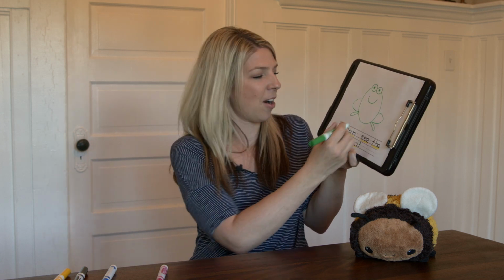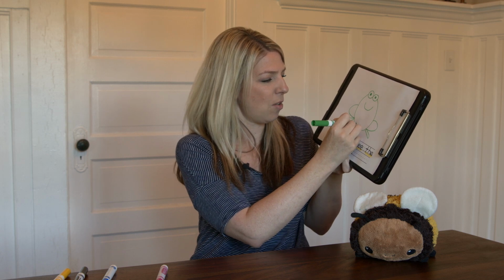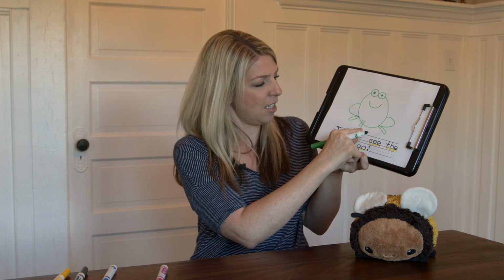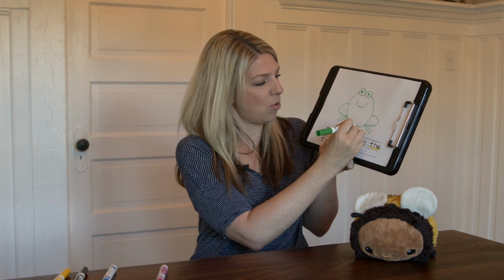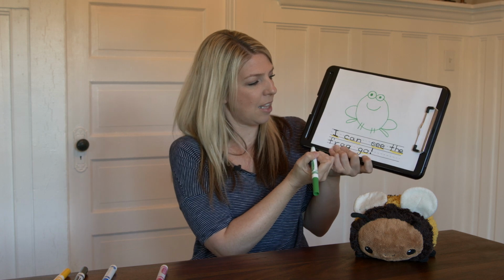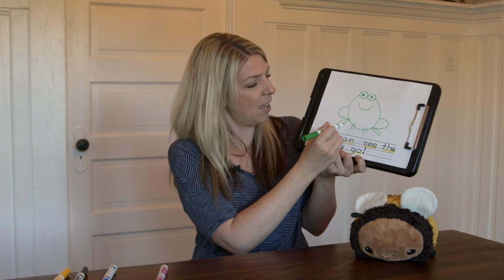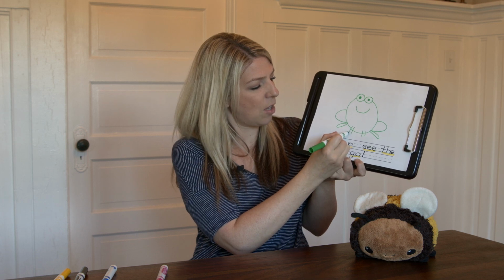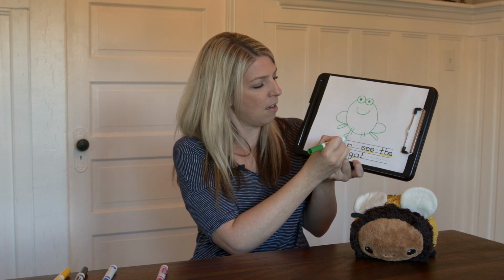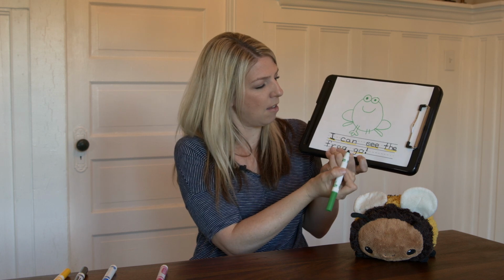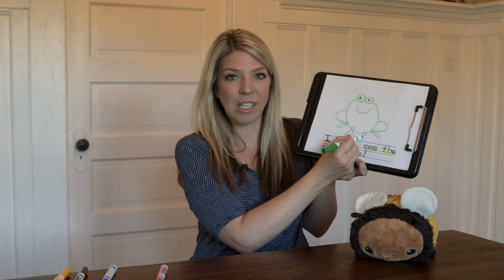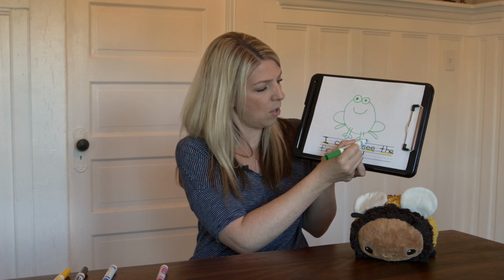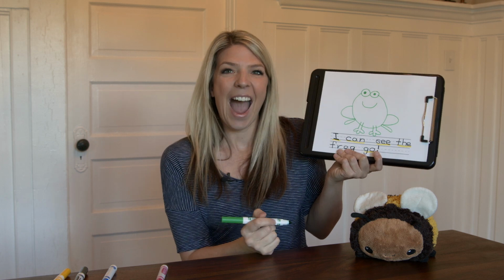Now the next part is he has two little feet coming out of the front. This is, look, I did two lines and that's for one leg. I'm gonna do two lines over here and that's part of his other leg. And then I'm gonna start at one side and do little fingers. One, two, three. And then on the other side, I'm gonna do the same thing. One, two, three. Okay, and you know what?